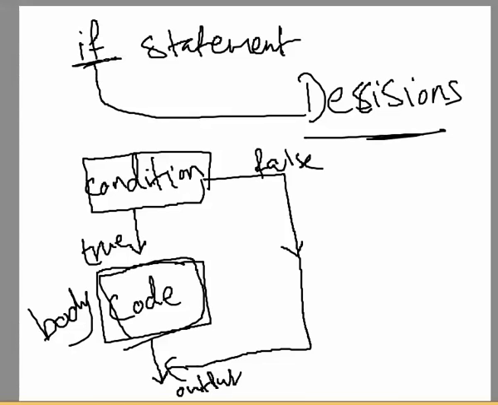Now, in most cases, you always need supporting decisions, meaning that if this condition is not met, then do the else, right? So execute the next condition and so on and so forth. So this is the structure of it. In today's lecture, we will be talking about loops.